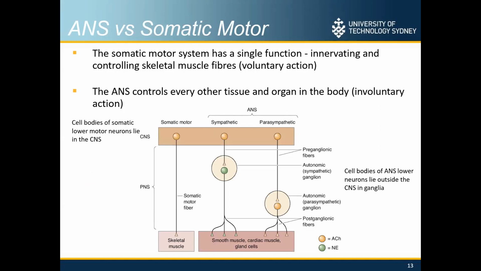Outside of the autonomic nervous system, you have the presence of the somatic motor system. So this system has a single but also crucial function in innervating and controlling skeletal muscles. Without the somatic motor system, we are not able to execute our voluntary movement and action. And because of this, it is associated with voluntary action because it sits outside of the autonomic nervous system.